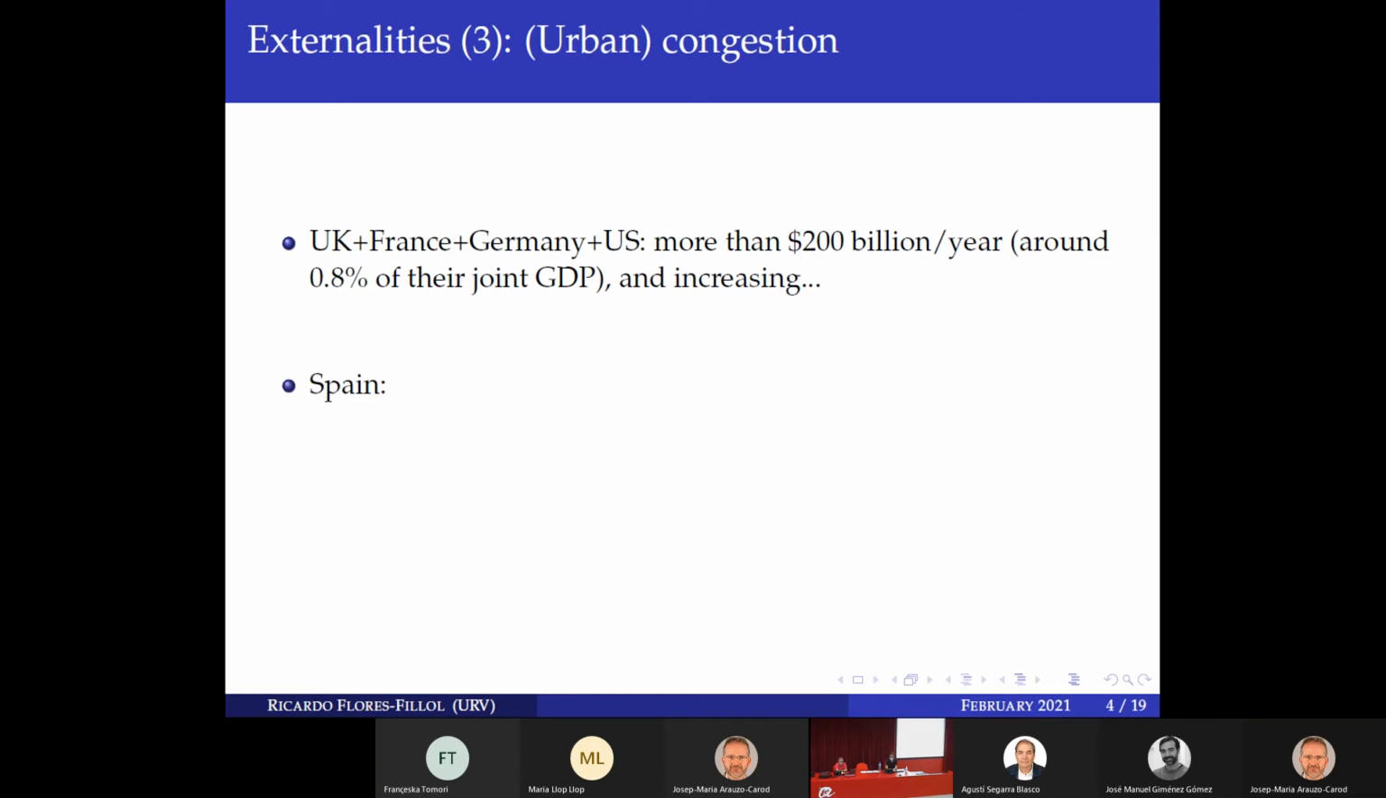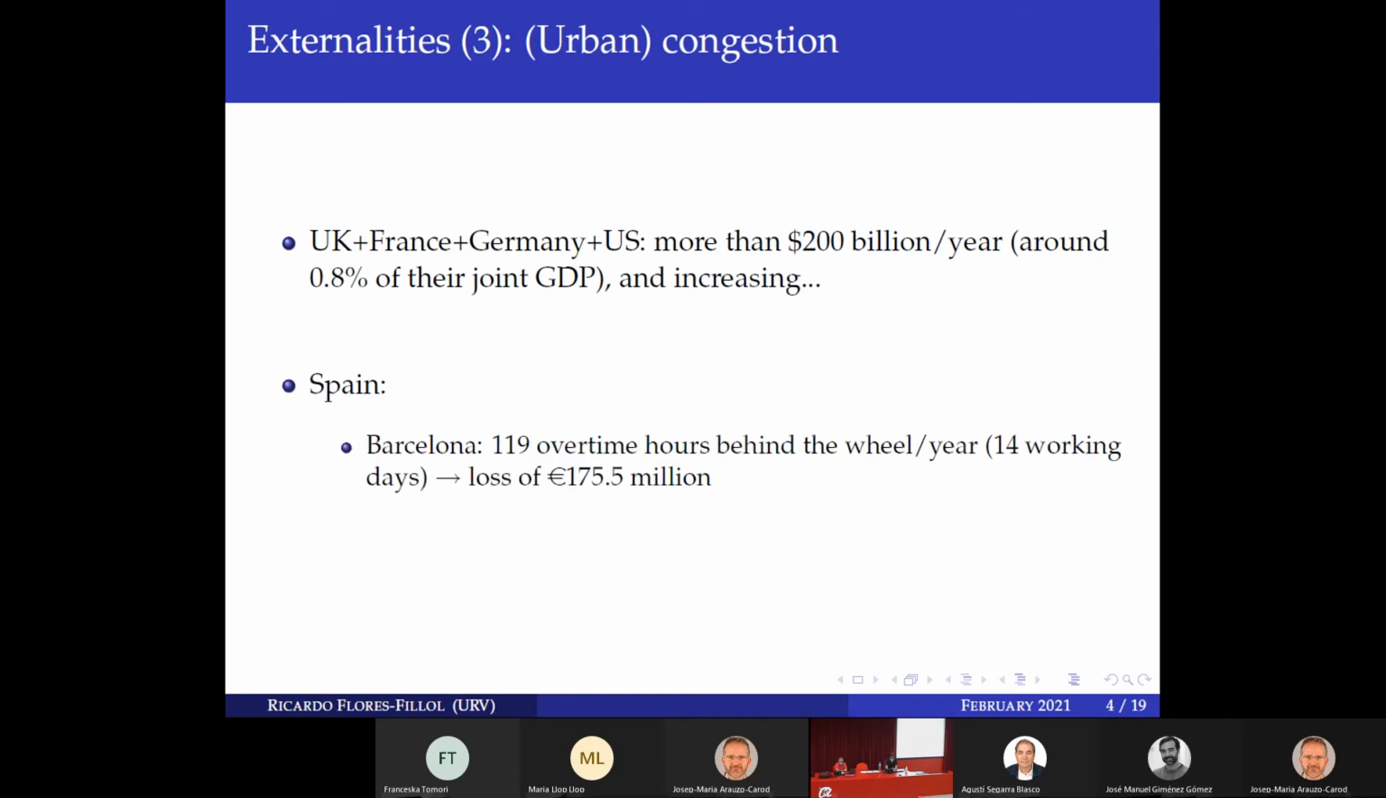And in the case of Spain, we have one study by TomTom that shows that in Barcelona, the damage of congestion can be estimated at 175.5 million euros per year, which is tantamount to 119 excess hours, so overtime hours behind the wheel per year, which is tantamount to 14 working days. So that's a lot, right? And in Madrid, we have some similar figures.